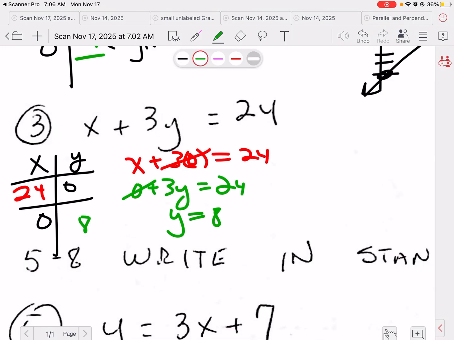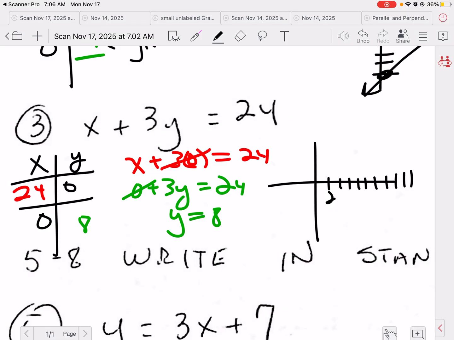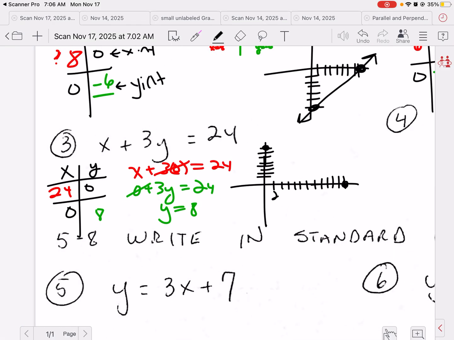Okay, I'm going to count by 2's on my x-axis. So 2, 4, 6, 8, 10, 12, 14, 16, 18, 20, 22, 24. Okay, and then 8 on my y's. 1, 2, 3, 4, 5, 6, 7, 8. Again, you can count by 2's on one side and not by 2's on the other. That's okay, as long as you label it. Okay?